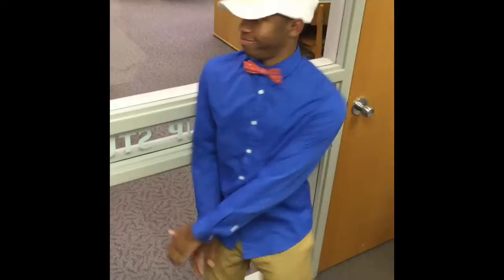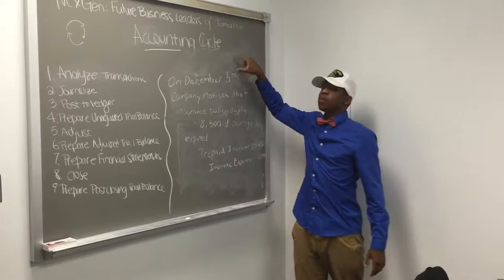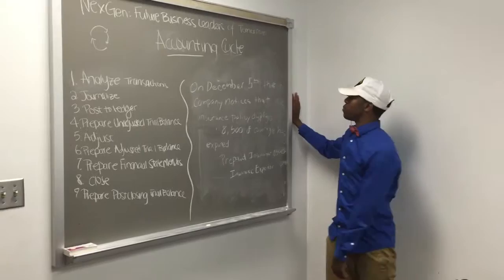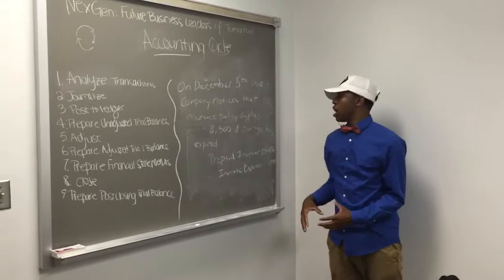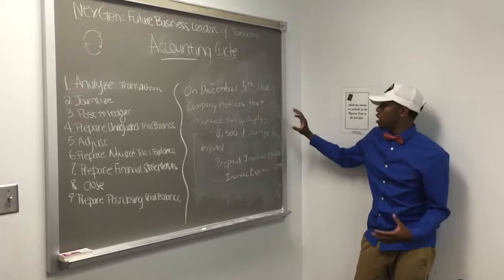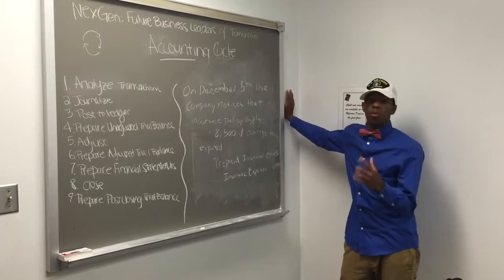Hello, this is Michael Benefield again, and I'm doing part five of the accounting cycle for the AAA toy company. Our adjusted transaction states, on December 5th, the company notices that $8,500 of insurance policy coverage has expired. So basically there was an insurance policy for a certain amount, and a portion of that money has expired. So this is just an adjustment. Adjustments are made whenever anything within the company changes, when anything is not the way it was at the beginning.